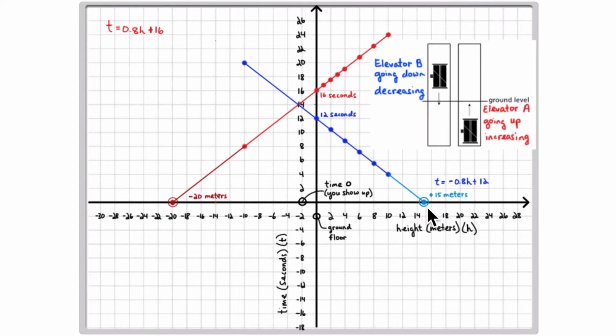Elevator B is at 15 meters when you walk up, and now it's going down. So notice that this height is getting less over time. The time is going forward. You're standing there waiting for the elevator, and it's descending, it's going down. So 14 meters, 12, 10, 8, 6, 4, 2, and it finally reaches you after 12 seconds. This is the time after you press the button. In 12 seconds, this elevator has gone down 15 meters to reach you.